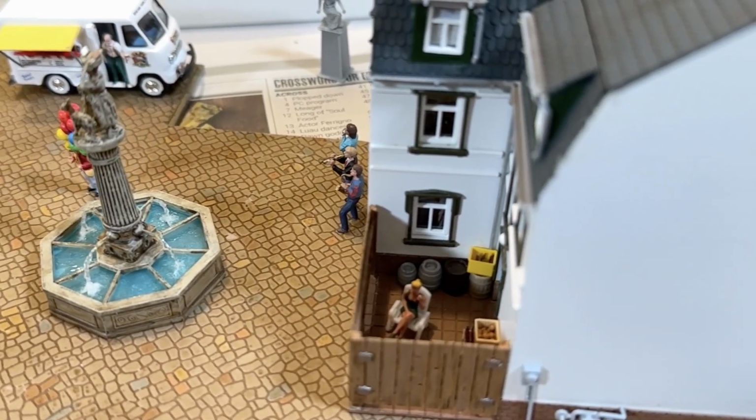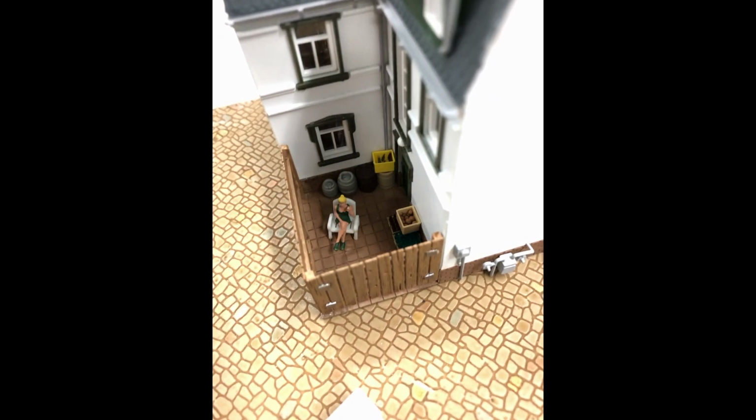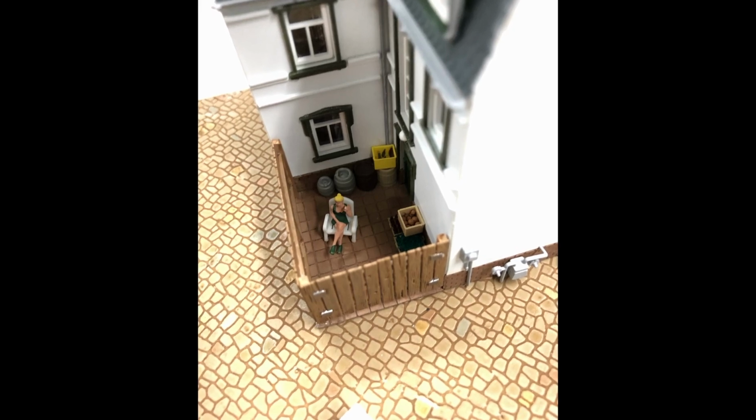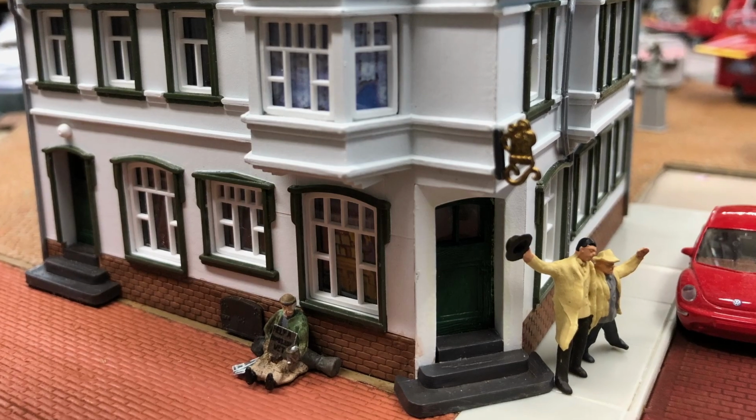At the top right of the plaza is a local Irish pub. In the fenced-off area, you can see a server enjoying a well-deserved break. And here are some of the pub's patrons.